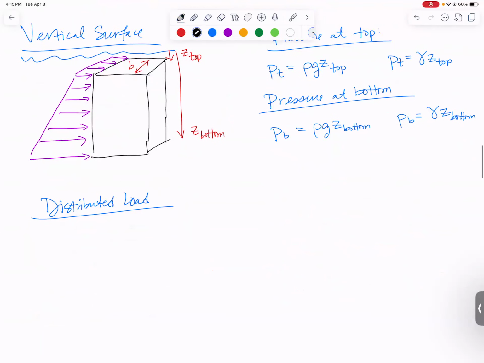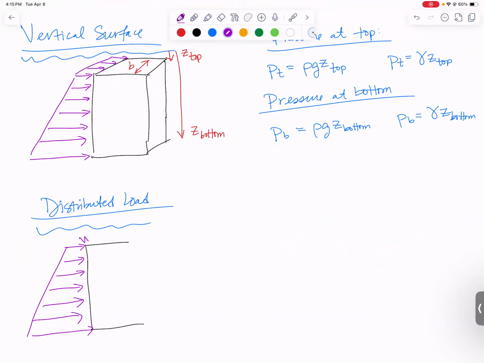Let's make it 2D and let's do distributed loads. So same idea. We've still got a water surface, but now we're just looking at this as a side view, two-dimensionally. So we still have a trapezoid. We've got a smaller one at the top, a bigger one at the bottom. There is our distributed loading. And we want to find W at the top and W at the bottom.